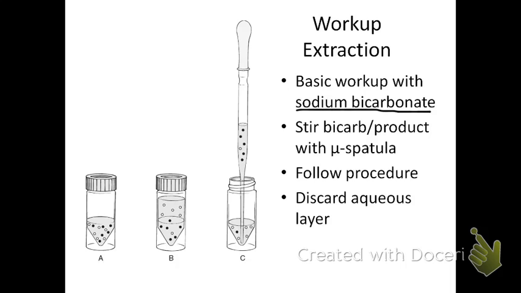Now, water, it turns out, is more dense than the isopentyl acetate. So when you add water into this mixture, let's say in this first conical vial, this represents your product. You're going to add bicarbonate solution.